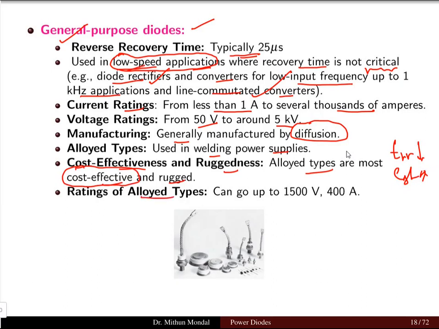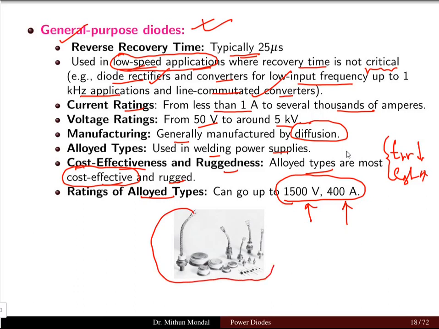The rating of these alloy types can go up to 1500 volt and 400 ampere. So for applications where we do not care for the reverse recovery time and the current may be as high as 400 ampere and voltage as high as 1500 volt, we can prefer general purpose diodes. These are some pictorial representations of the general purpose diodes available in the market, used in the laboratory and the industries.